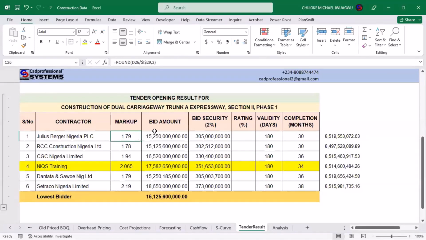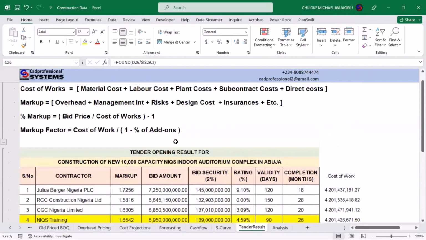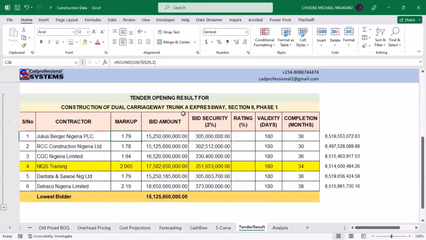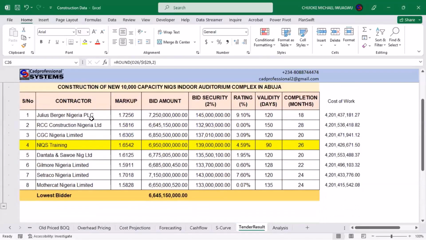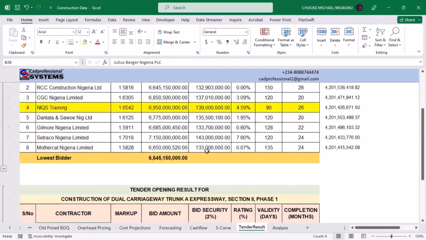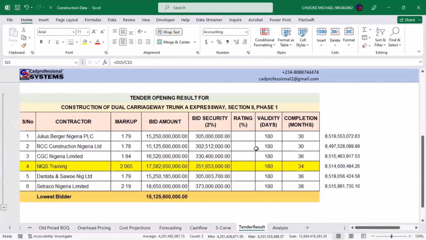So we have this second bid. The first bid was for a 10,000 capacity indoor auditorium, and the second one is for a Trunk A expressway, section 2, phase 1. We don't have exactly the same list of contractors that we have here, but we have some of them available. Now, we did the same thing which we did before, the way we generated it here, and we were able to come up with the same analysis here. And we have the figure.